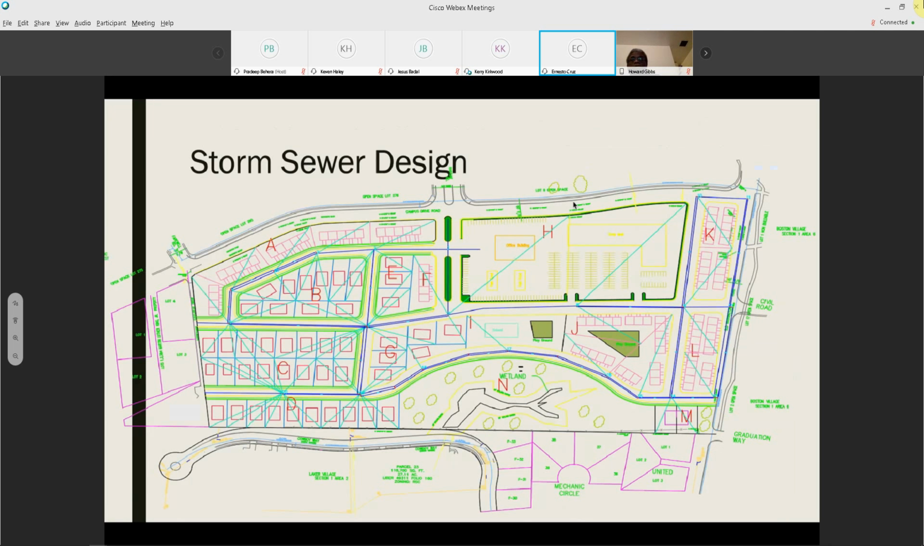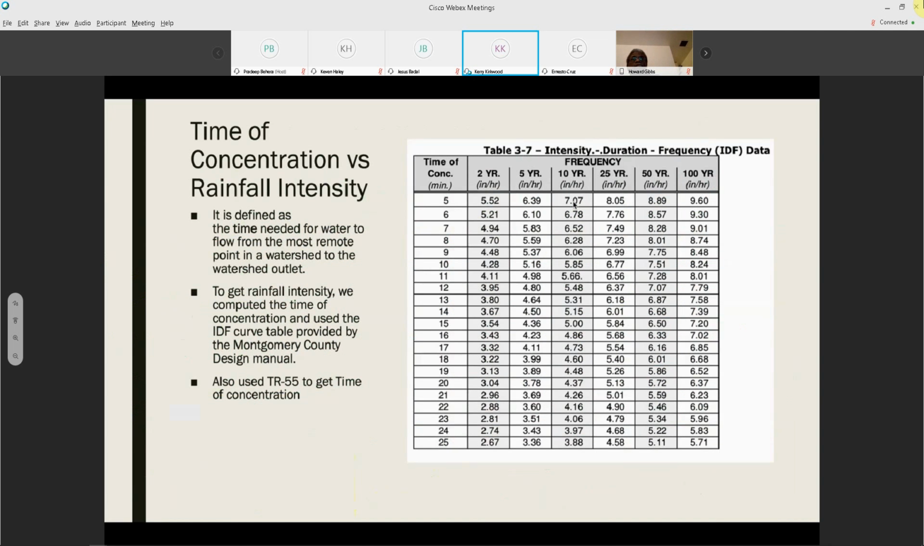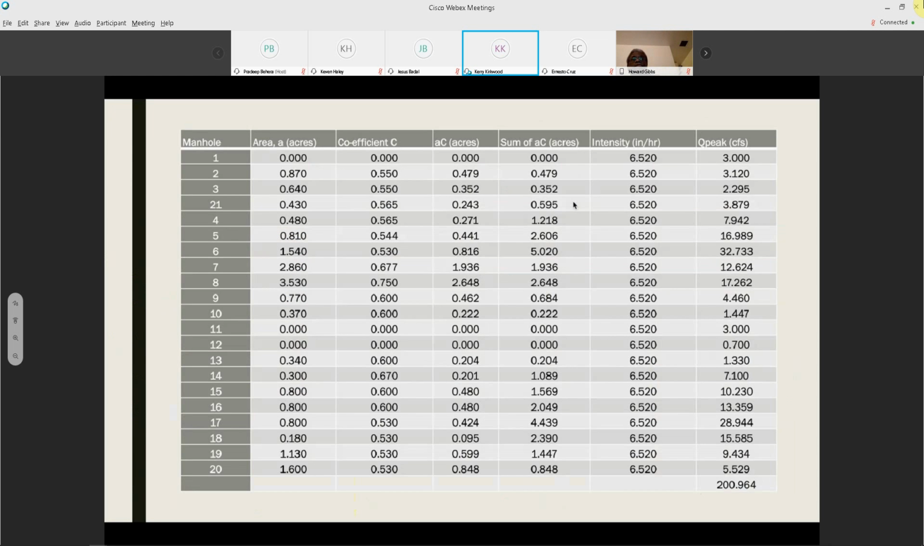Thank you. After identifying the stormwater pond, we now design our storm sewer system as we collect all of the runoff from the site from upstream to downstream. We found our time of concentration to get our rainfall intensity using the IDF curve. This is used for the rational method. Okay, these are our calculations. This is the rational method calculations. We have our area, we have our coefficients. We also have our rainfall intensity.